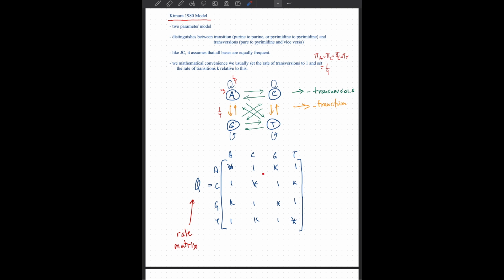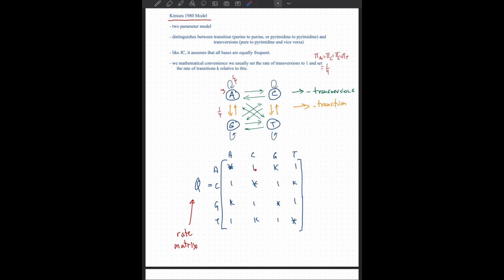And we have two things, one and a K or a kappa. Usually kappa is the notation, but it doesn't matter. I don't like to introduce Greek letters if you don't need to. Here, basically, the idea is that you set transversions to be 1, and then you set the rate of transitions, this parameter K, relative to this. So actually you'll notice that there's only one parameter in this model, which is K, which seems like I'm lying. But the point is that it's arbitrary.